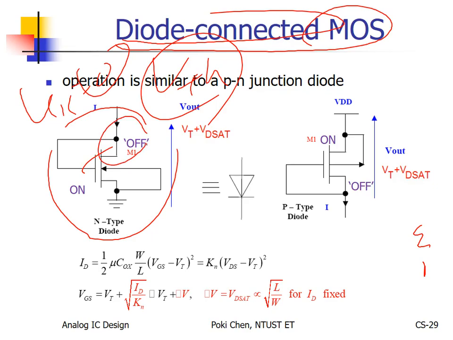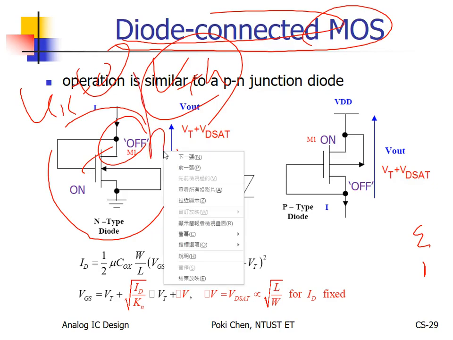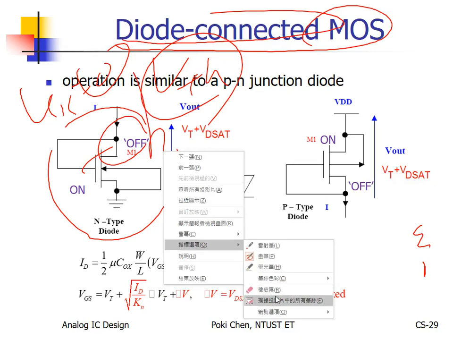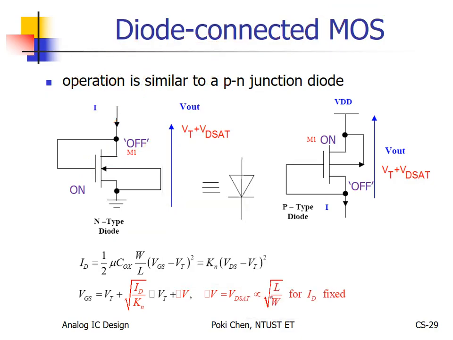It depends on how much current you flow through such a diode-connected transistor. If it is on, then it should be in strong inversion, in the saturation region. That is what I mean. It is never in the triode region, because in the triode region, both the gate-source and gate-drain sides should be on at the same time.